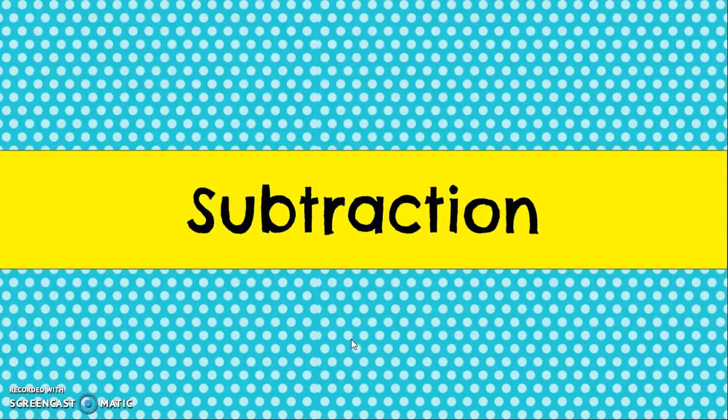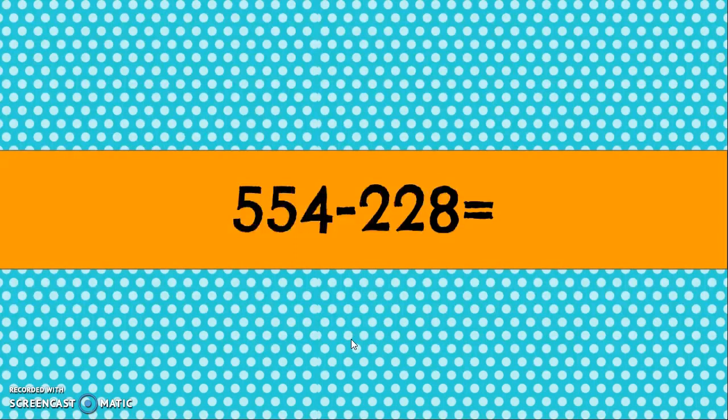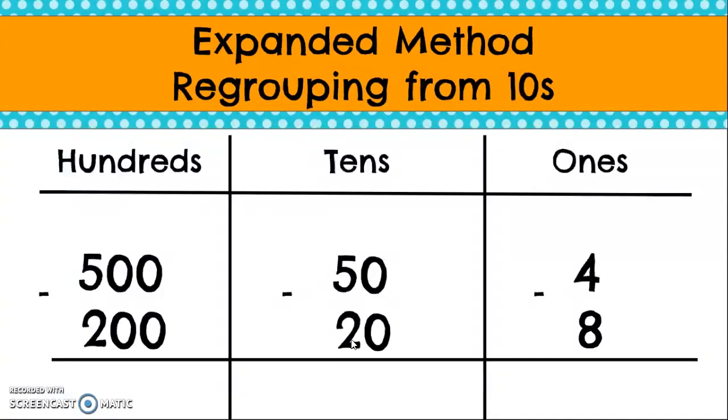So first off, we're going to start with subtraction. Here's our equation, 554 minus 228. For this one, this is our expanded method. Expanded method is just stretching out the numbers based on the value. And for this problem, we're going to focus on just regrouping from the tens place.